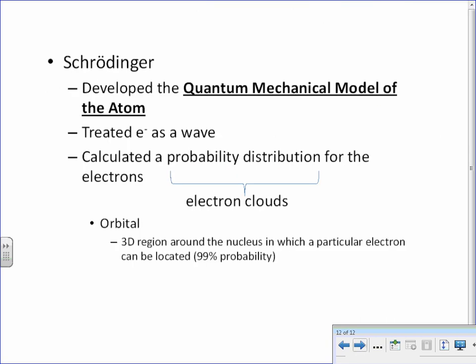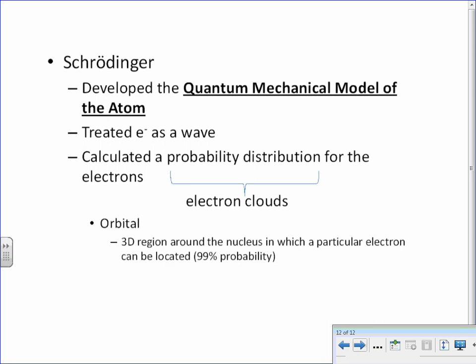Okay? Now moving on to the modern model of the atom, which is the quantum mechanical model. Schrödinger is the father of the modern model of the atom. And instead of treating the electrons as particles moving in orbits, he treated them as a wave. And he was able to calculate a probability distribution for where the electrons lie.